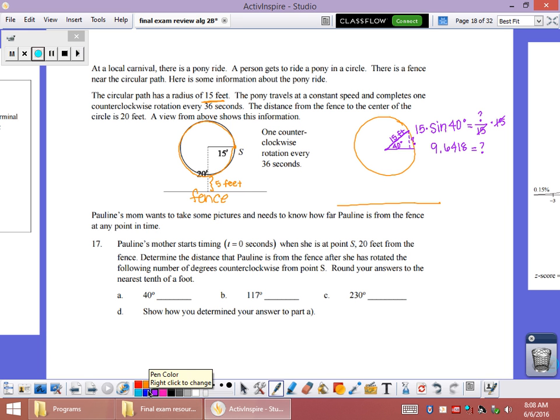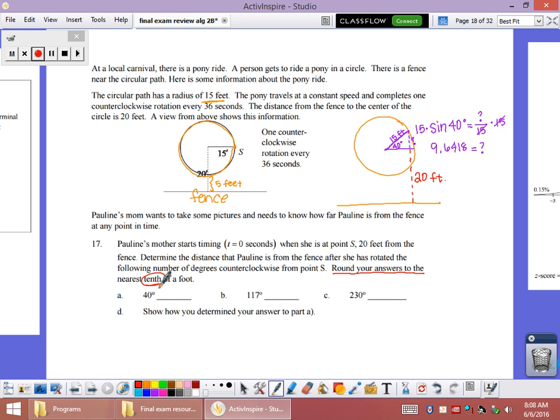Okay? So that's that distance, but that's not the question they asked me. They said, how far is she from the fence? Well, that also involves this distance, which if I look back at the original picture is the same as this distance. So this is 20 feet, and I want to go ahead and add that on to the 9.6418. And I get 29.6418.